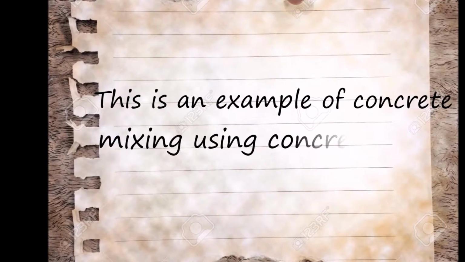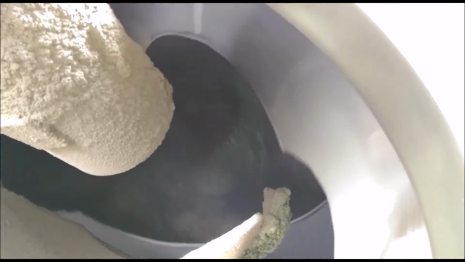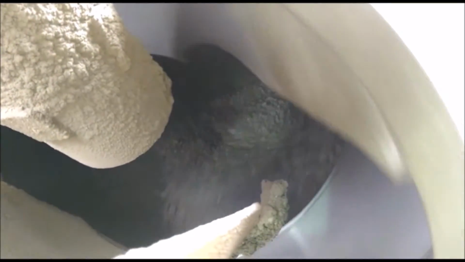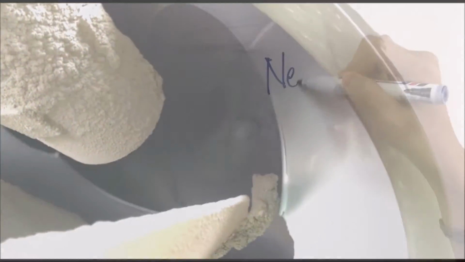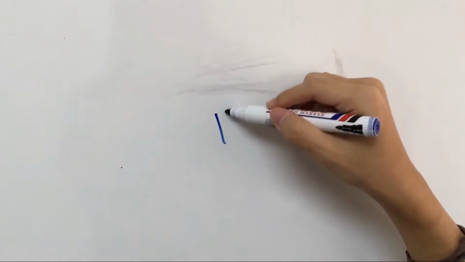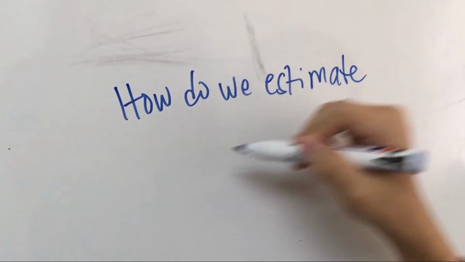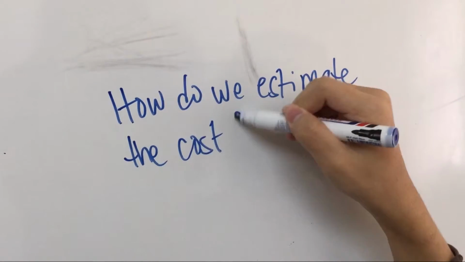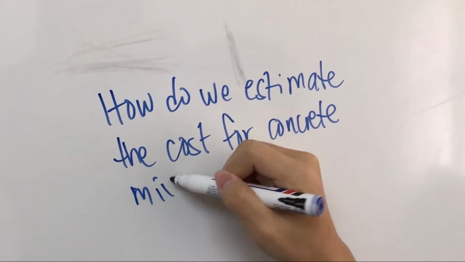This is an example of mixing using a concrete mixer. As you can see, cement, sand, and aggregate are mixed in the concrete mixer as shown in the video. Next, how do we estimate the cost for concrete mixed with a concrete mixer?